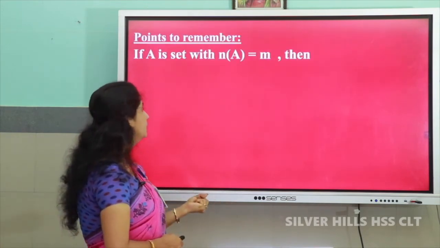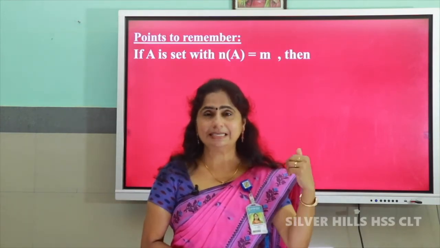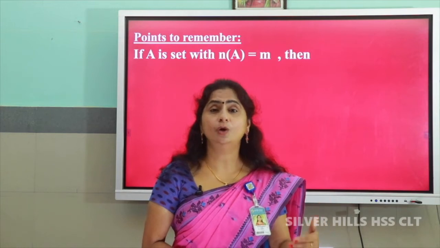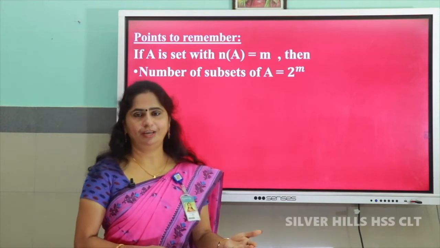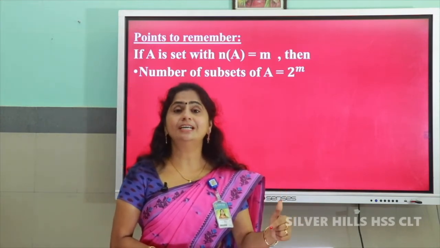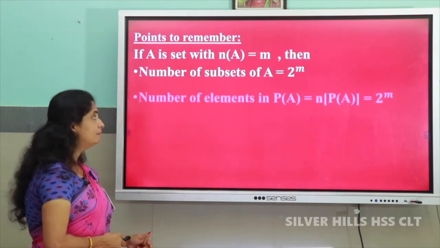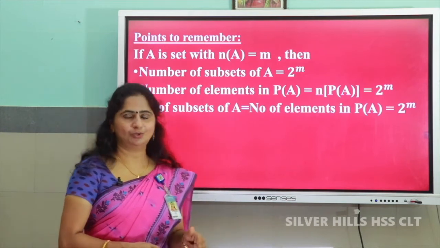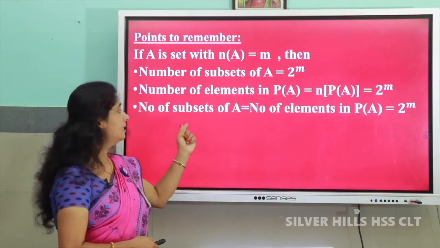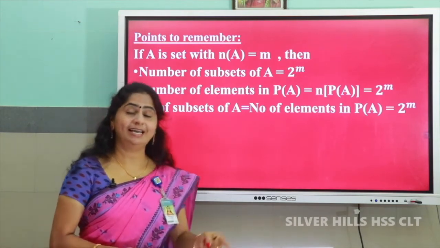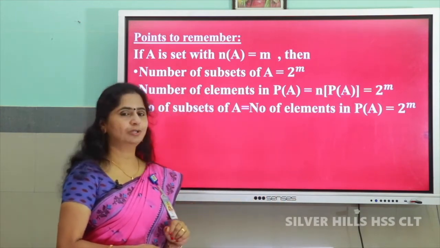Therefore, from this box we get some formulas which are very important. We'll see them one by one. Therefore, if A is a set with the number of elements as m, say n of A is equal to m, then first one, the number of subsets of A. From the previous table we know that it is 2 raised to m. The number of elements in the power set is also 2 raised to m because they are equal except for the braces. Therefore, what do we see? The number of subsets of a set A is the same as the number of elements in the power set of A, that is also equal to 2 raised to m.